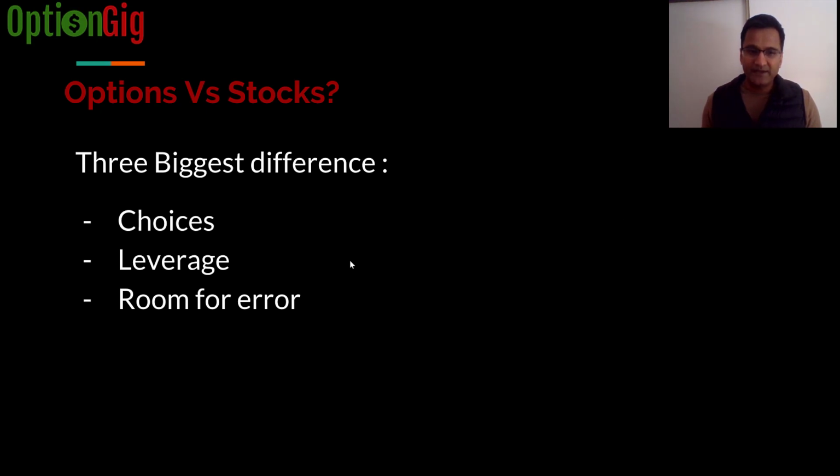To understand the difference, I will look at the differences in three categories. And in my opinion, those are the three biggest differences. One is choices, number two is the amount of leverage, and the third is margin for error or room for error. Now we look into how stocks and options differ in these three categories.